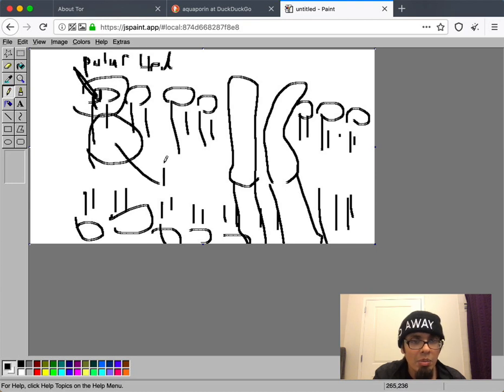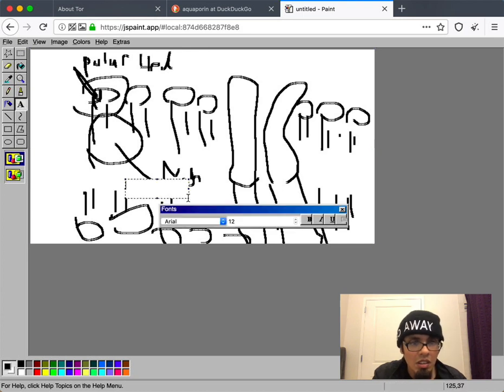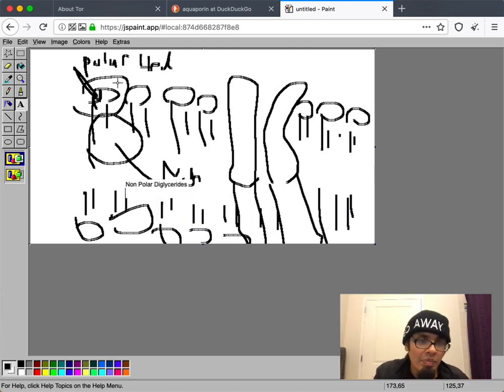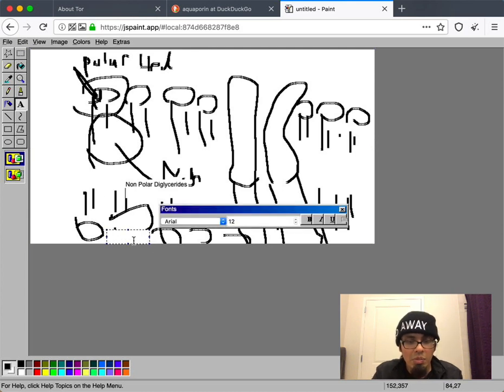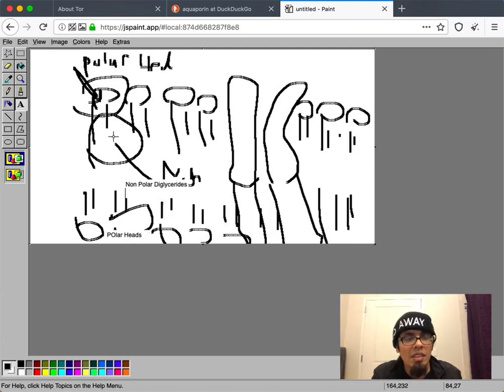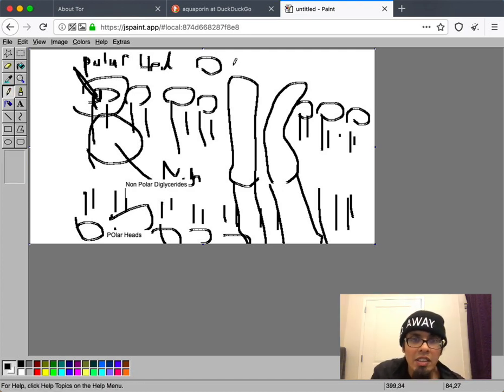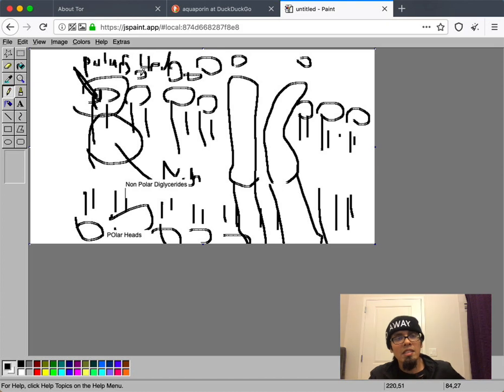These tails are nonpolar fat tails. Nonpolar diglycerides. Okay. And outside, again, facing the inside of the cell, are polar heads. So basically, polar heads means that any charged species, partial or otherwise, due to some charge balancing, is going to get attracted to these heads.